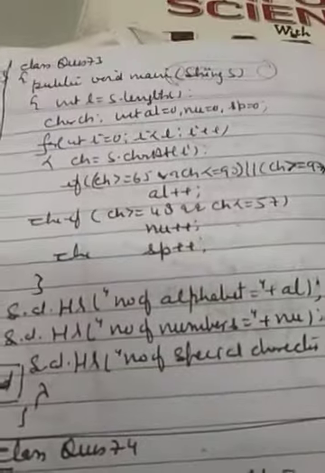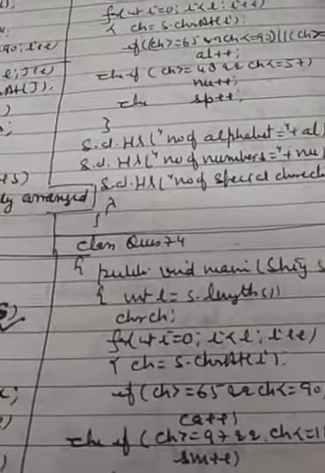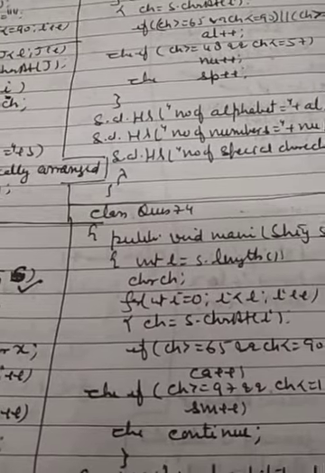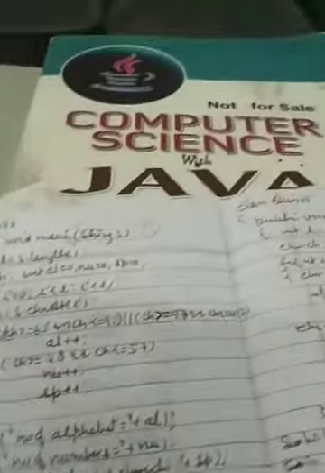So the alphabet which occurs the maximum number of times is X and the number of times it occurs is LAR. Right? Now the next question is: enter a string and find out the number of capital and small alphabets, the number of numbers and the number of special characters.